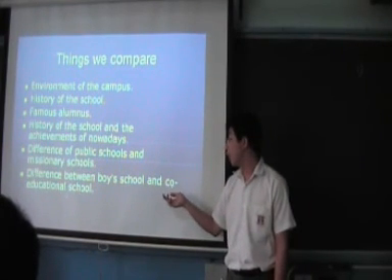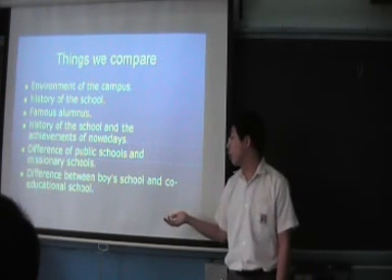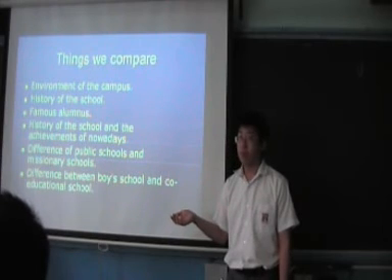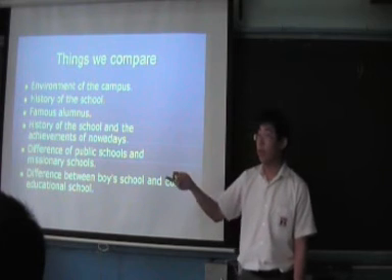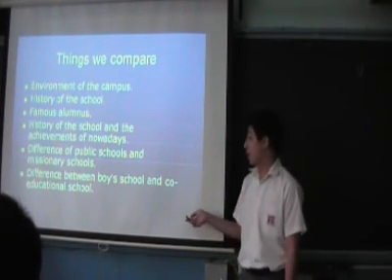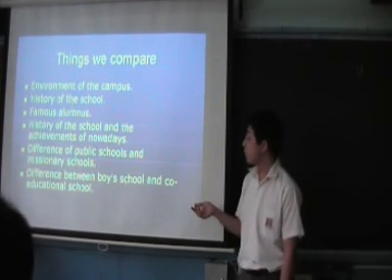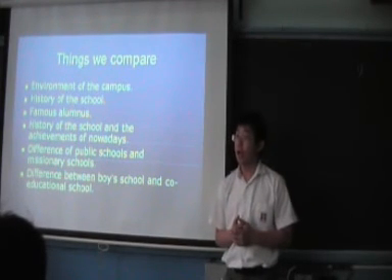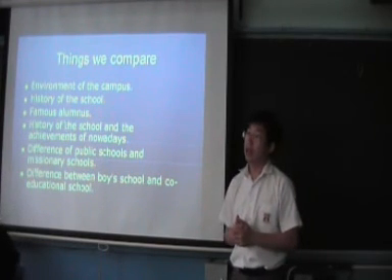And then the difference between boys' school and co-educational school. Because there were no co-educational schools in the past, there are more co-educational schools in these years. But there's a very famous co-educational school on Hong Kong Island, Poco, one of the earliest co-educational schools in Hong Kong. So you can see that the history of the school can influence the results and achievements nowadays, and that is our conclusion.